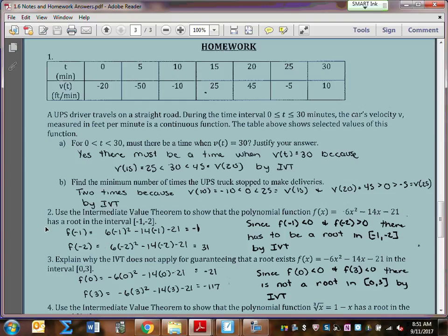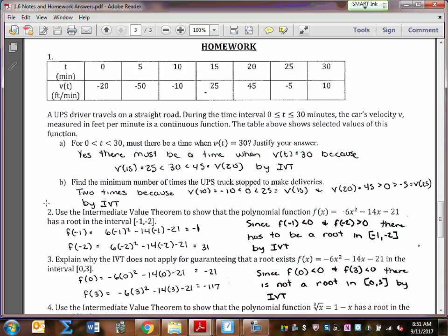So questions on the back side here. Again, this first one, we're investigating that 30. We see that it doesn't even have to cross 30. Well, how did we know this? It says the minimum number of times the UPS truck stopped. What does that mean if the truck has stopped? What is its velocity? Also 0. It's got to be 0. So we're looking again for that change in sign.